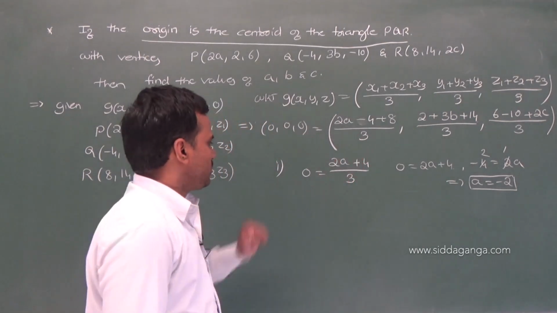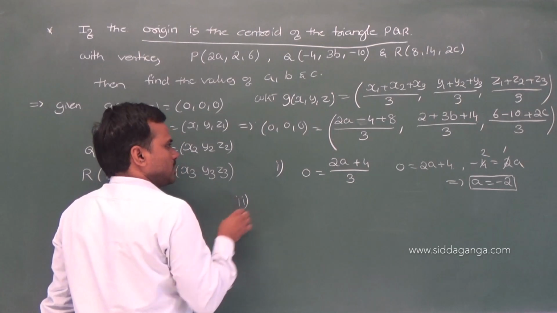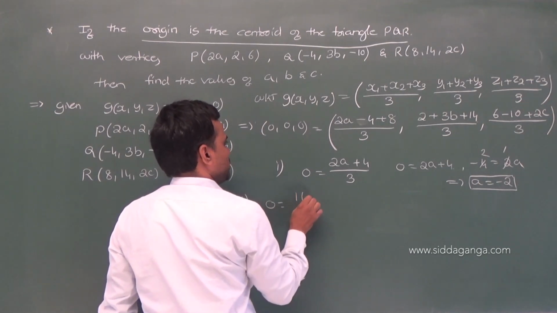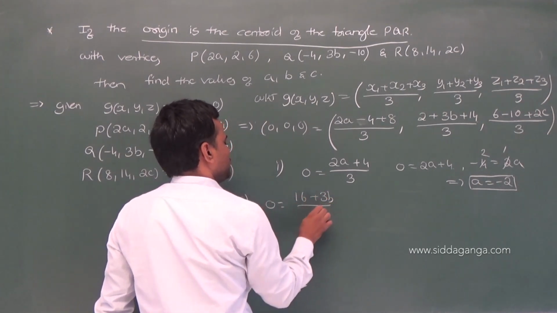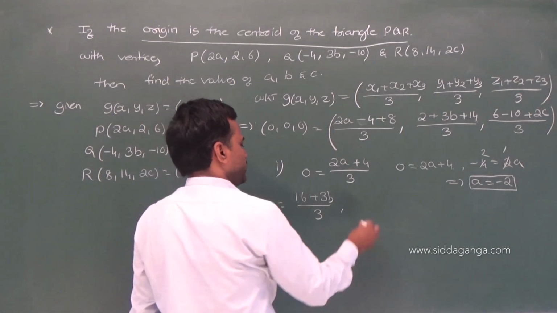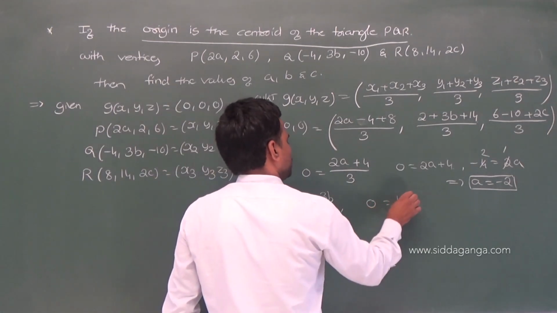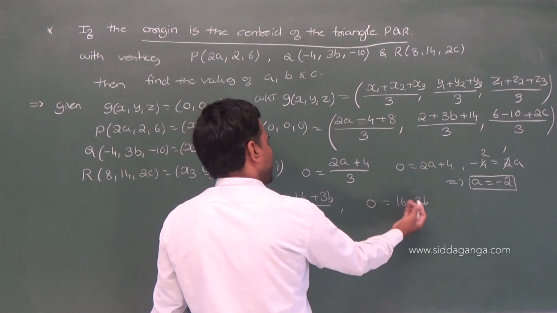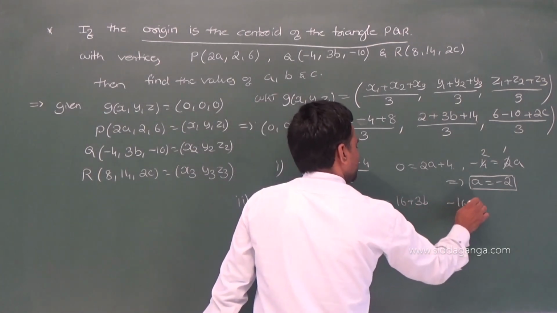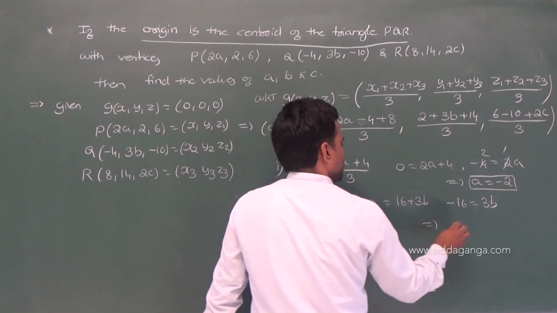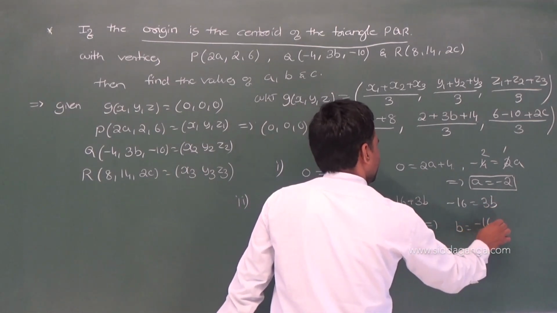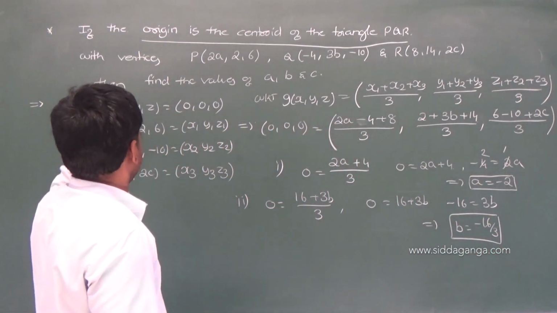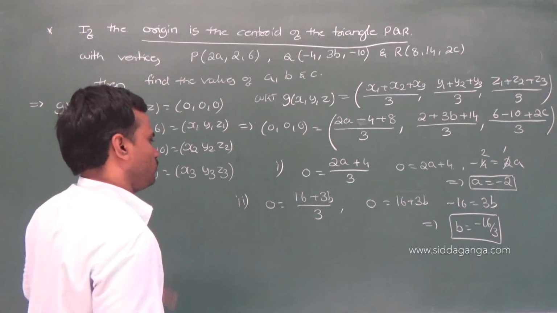Similarly, we equate the y coordinate. 0 is equal to 2 plus 14, which is 16, plus 3b divided by 3. Cross multiplying, 0 into 3 is 0 is equal to 16 plus 3b, correct? Plus 16 from right side to left side, it becomes minus 16 is equal to 3b. That implies b is equal to minus 16 divided by 3.